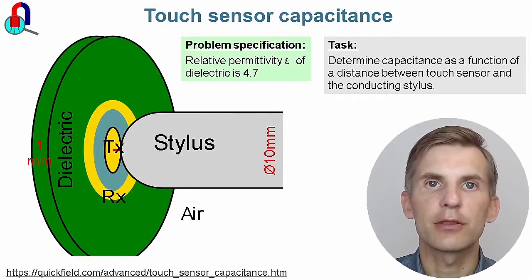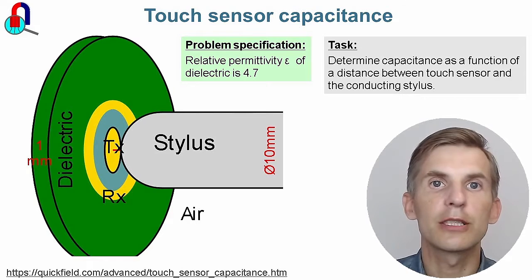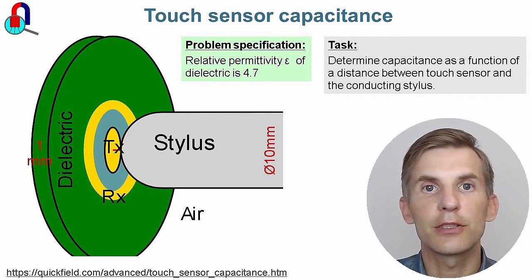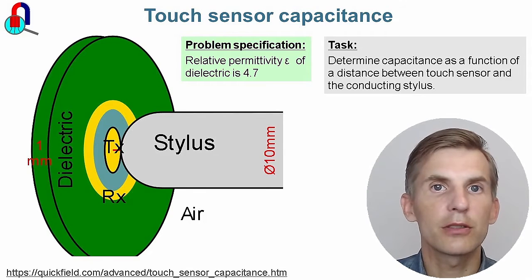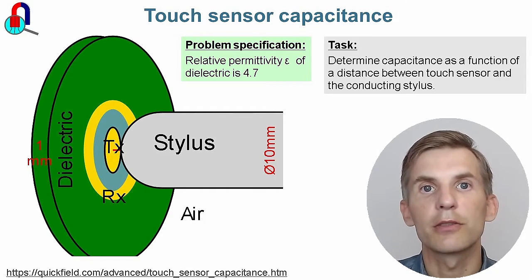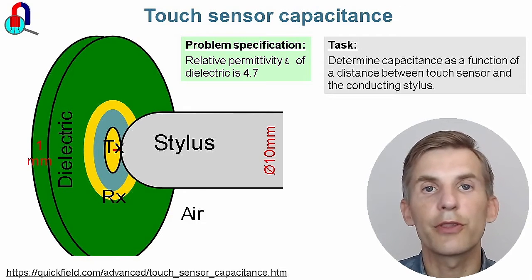Touch sensor capacitance. The touch sensor consists of two circle electrodes placed on a dielectric board, and the capacitance between these two electrodes depends on the presence of the stylus in the vicinity of the electrodes. You can consider this sensor as a kind of capacitor, and the capacitance value doesn't depend on the voltage applied. The sensor could operate on AC voltage or on pulsed voltage, and the capacitance value will be the same.